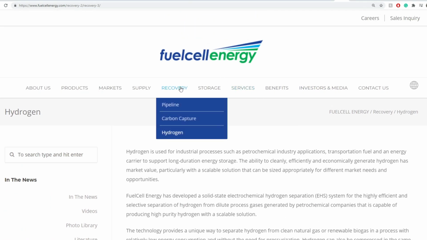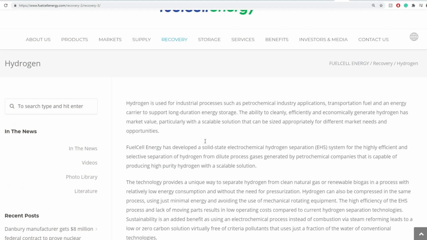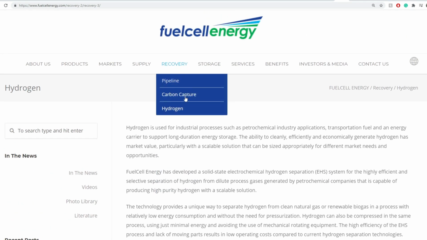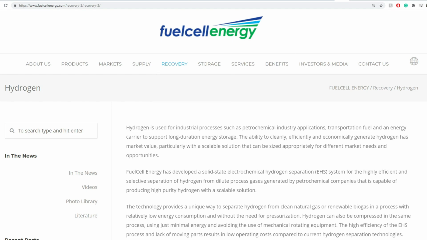And the last kind of product they have is hydrogen. This is more of a recovery between carbon capture and pipeline, and that is mainly to be used again as energy. So Ed, what do you think?